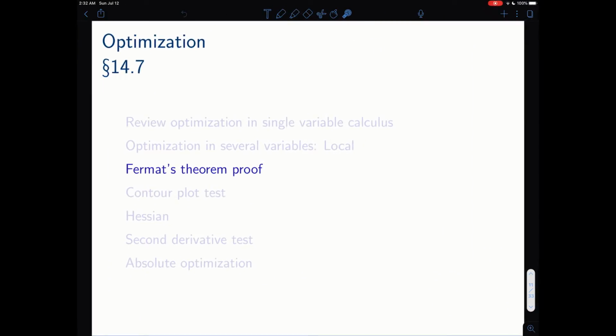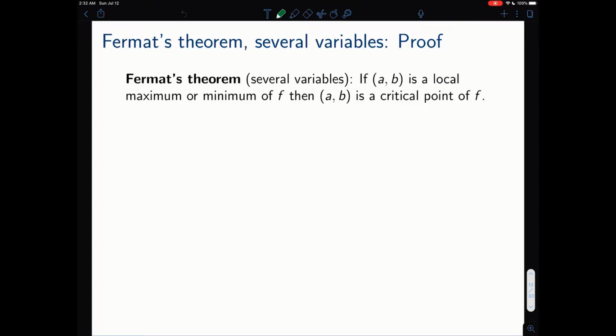Now, a little bit of a digression. I would like to talk about the proof of Fermat's theorem, in other words, how we know it's true. I'm only going to sketch the idea, not every detail. But how do we know that Fermat's theorem is true for several variables? It's kind of a fun story, so I'd like to share it with you.